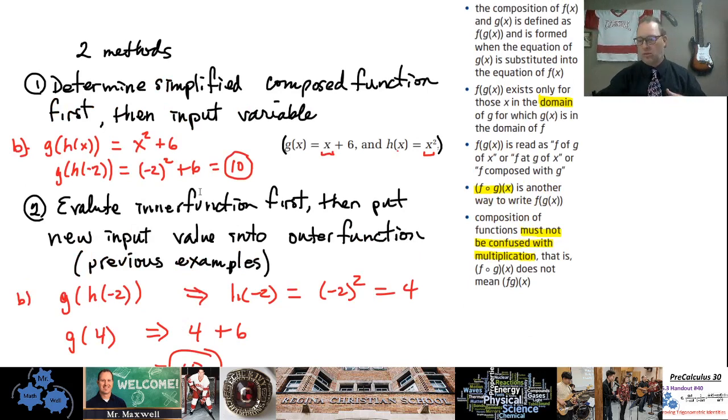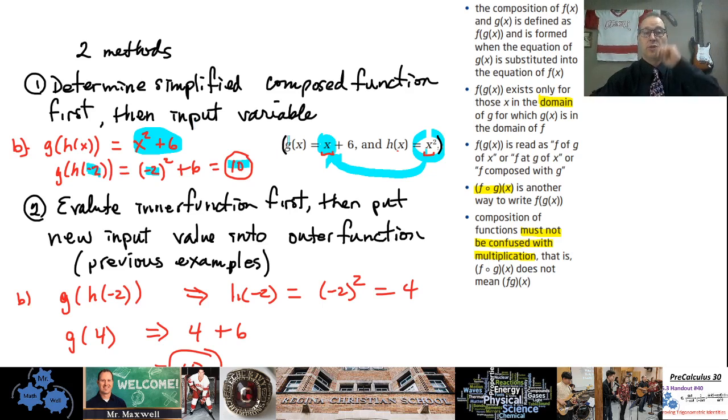In method number 1, you just take a look at these functions themselves, like right here, and you combine them appropriately without putting the number in first. You just use the x's. So if we're talking about g of h of x, that means I need to put h of x inside the g of x. So you should notice that this x squared has to go inside the other function. So it's going to become x squared plus 6. State the new function first, then you can put the original x into that new function, and boom, you've got your answer right away.